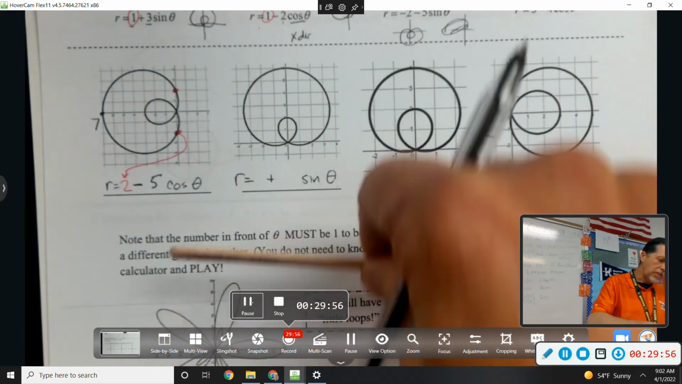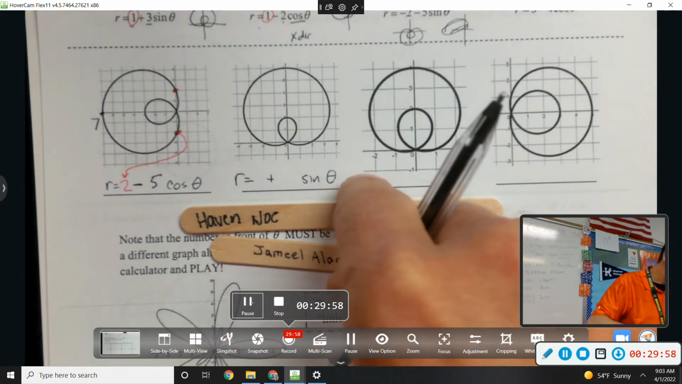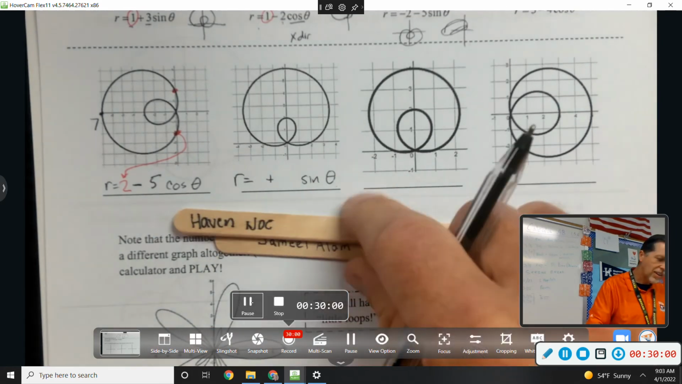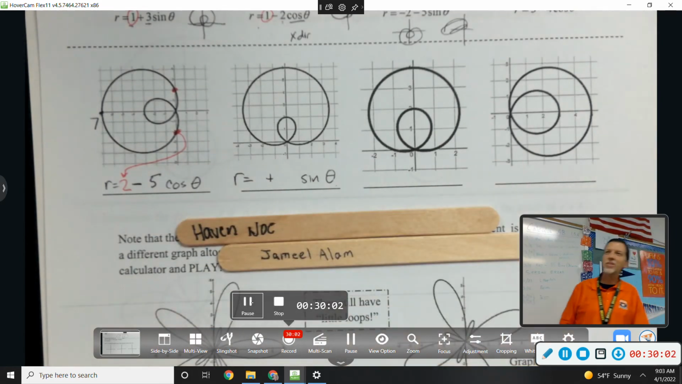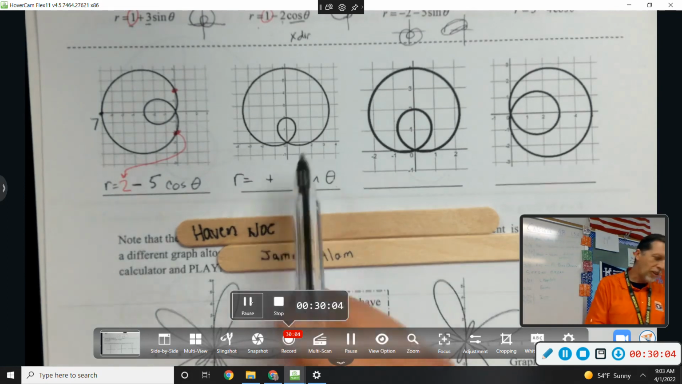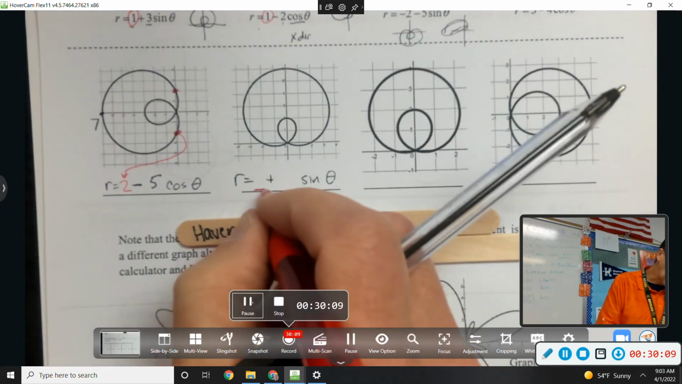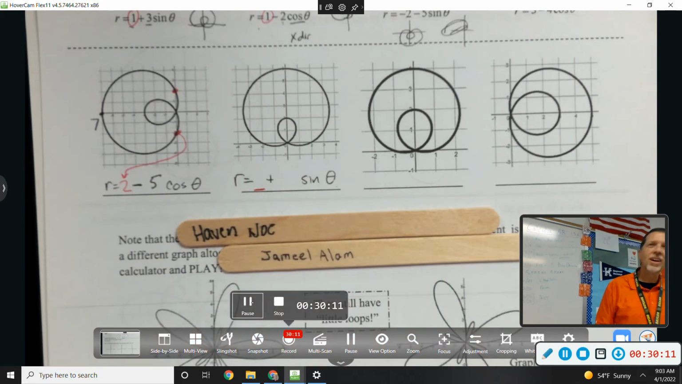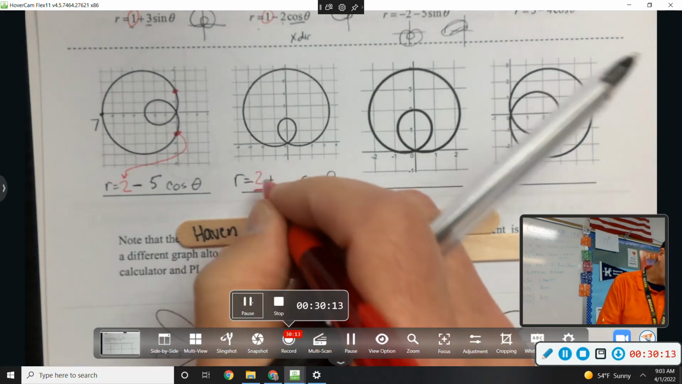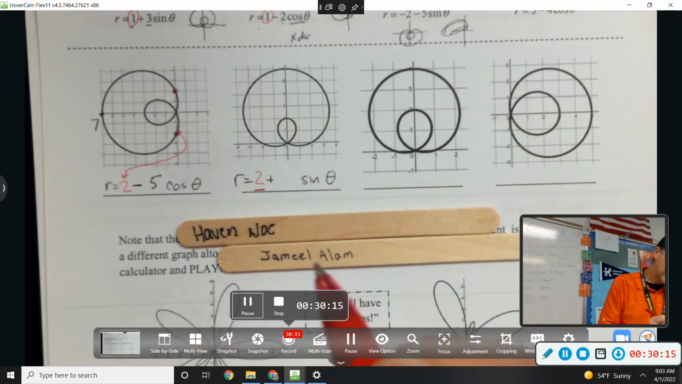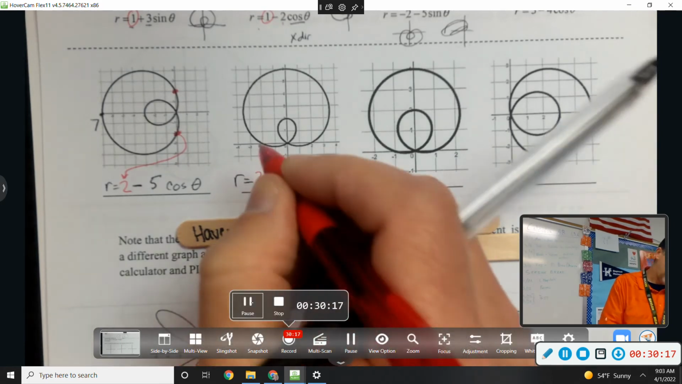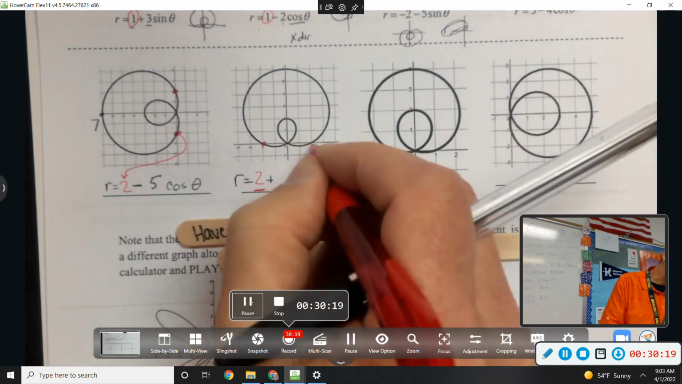Perfect. I got 2 popsicle sticks left and 2 questions left to ask. Oh, Haven, you already answered one, so you can answer this one for yourself rather than for someone else. What number is going to go here? 2. How did you know that? I put it on the side. Oh yeah, the side ones. The side ones, yep. The side points is that number.